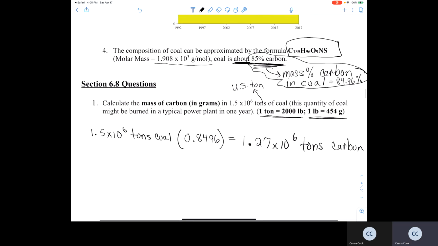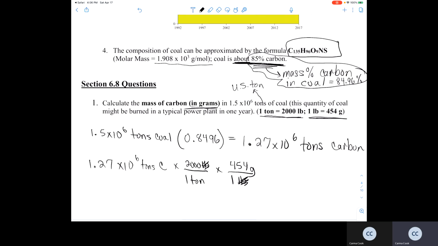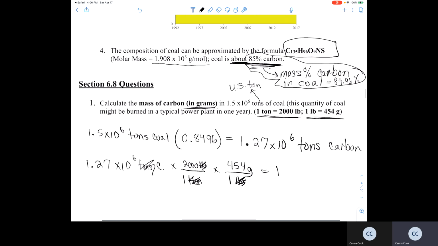But we need the number of grams of carbon, so we have to convert the tons to grams. One ton is equivalent to 2,000 pounds. 1 pound is equivalent to 454 grams. Your pounds cancel, your tons cancel, and you get 1.16 times 10 to the 12th grams of carbon.